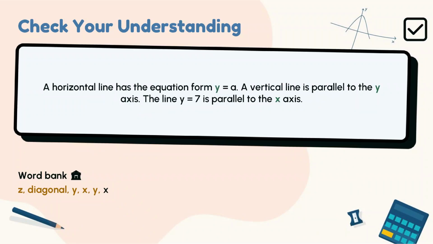The completed sentence is, a horizontal line has the equation form y equals a. A vertical line is parallel to the y-axis. The line y equals 7 is parallel to the x-axis. Remember, horizontal lines have fixed y values and vertical lines have fixed x values.